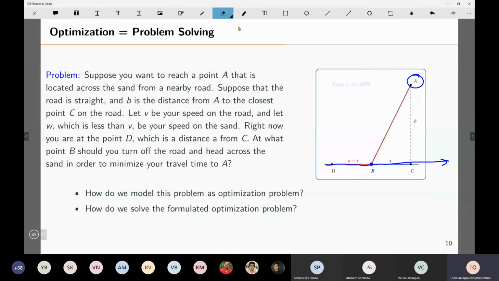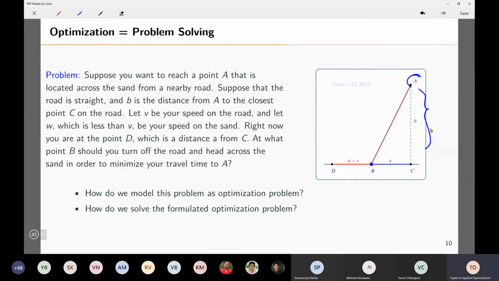I'm going to delete this because there is a blue also. Okay, so you get the idea. The whole straight thing is the road, and this part is the sand. Whole thing is the sand.